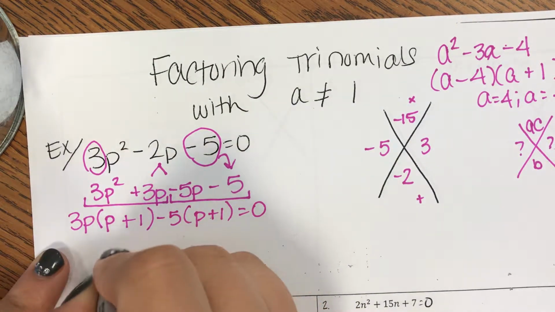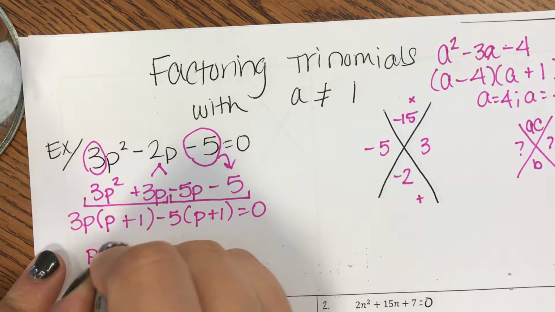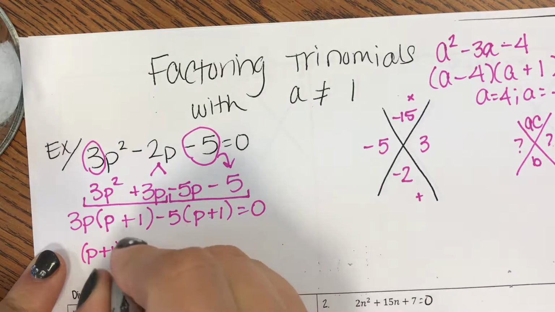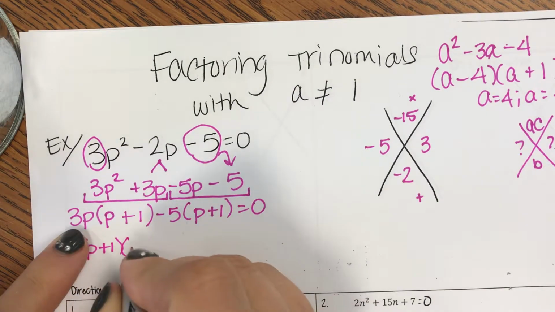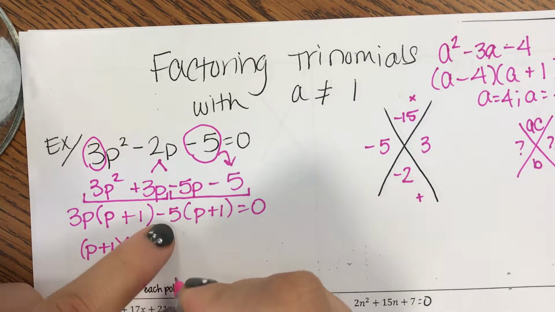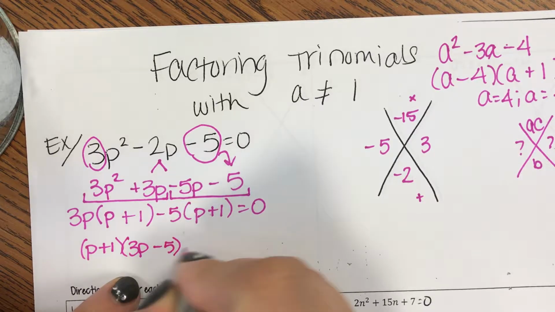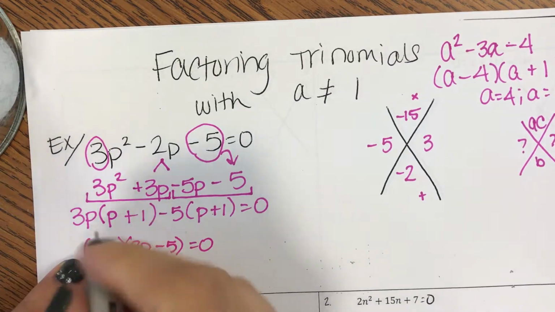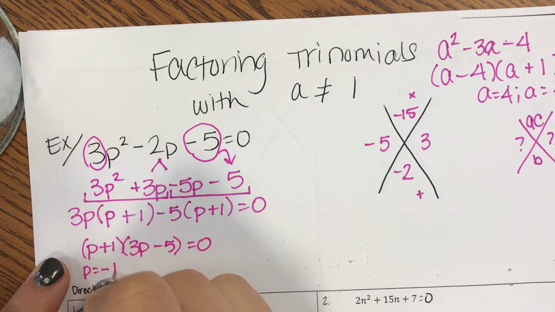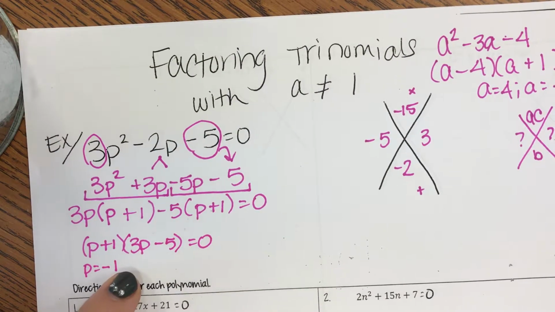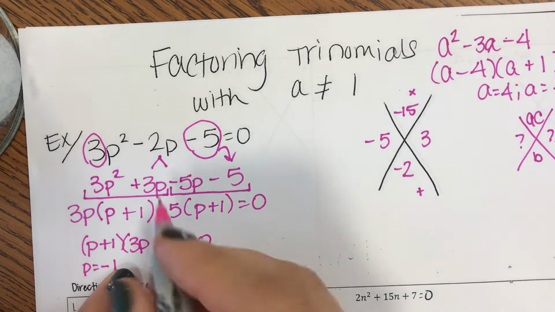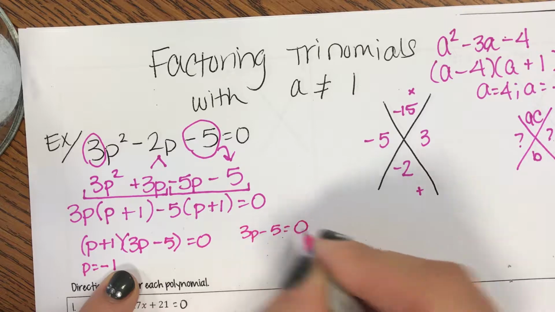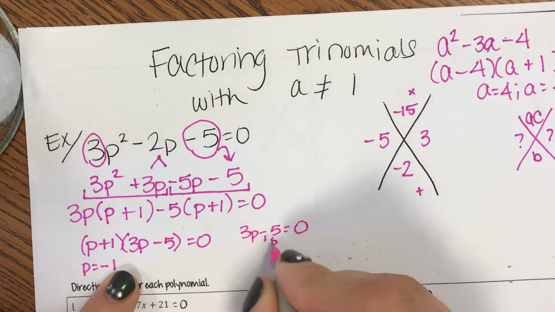So one of the factors is, very simply, p plus 1. The other factor is what's left over. So what's left over outside these parentheses is 3p and then -5. You're still setting it equal to 0, so in this case p would equal -1. Most of the time when we do these, you're going to get a fractional answer. So 3p minus 5 equals 0. You're going to add 5 to both sides.